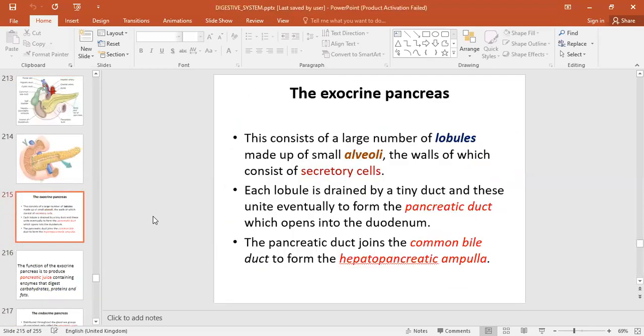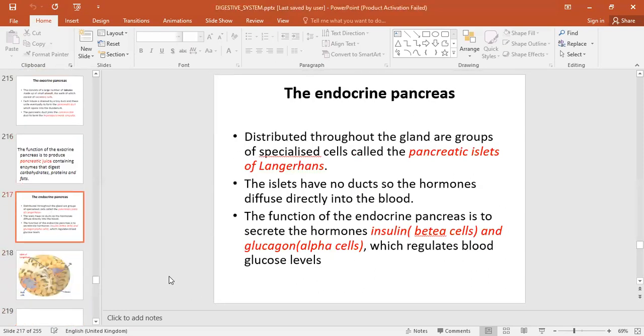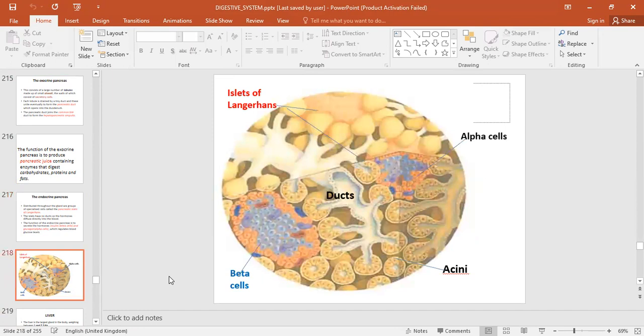Okay. So we're saying the exocrine part of the pancreas secretes pancreatic juice, and this juice contains various enzymes. These enzymes finish digestion of carbohydrates, proteins, and fats. Whereas the endocrine part is denoted by the presence of islets of Langerhans. So on the pancreas, apart from having these acini, these are acini glands.